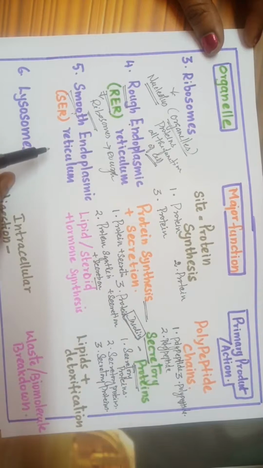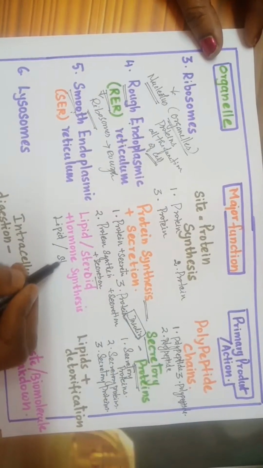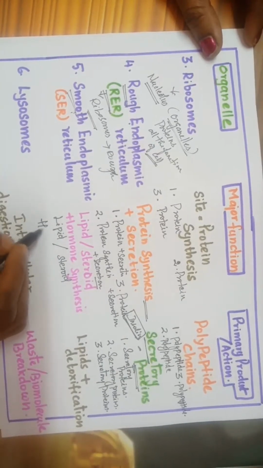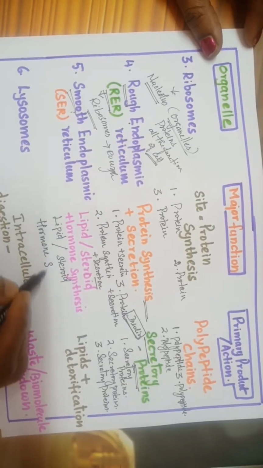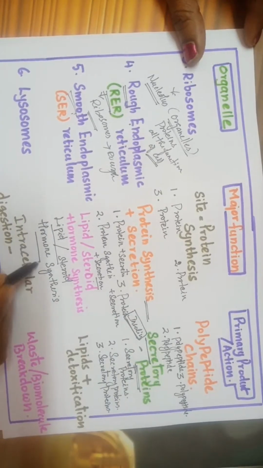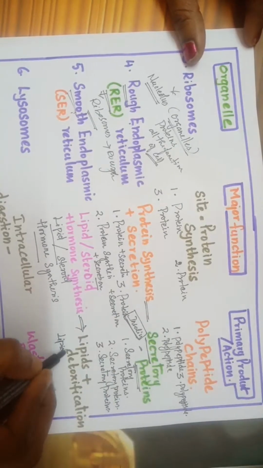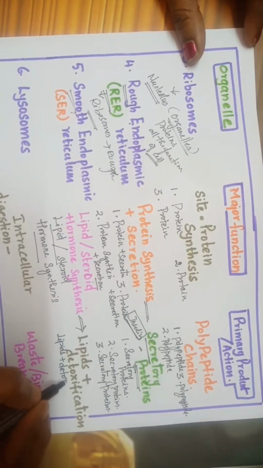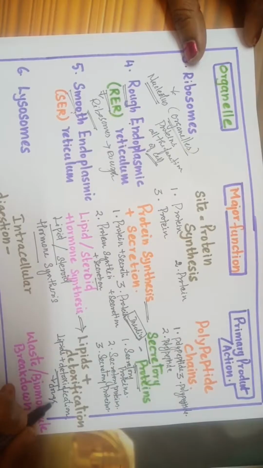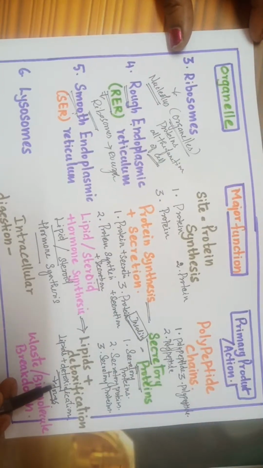Now, what is the function of smooth endoplasmic reticulum? The function is lipid or steroid, that is hormone, synthesis. You have steroid hormones, right? So smooth endoplasmic reticulum helps in lipid or steroid hormone synthesis. Then what is the main action? Lipids plus detoxification. What is the meaning of detoxification? If you know the answer, type it in the comment section quickly. Detoxification is related to drugs.